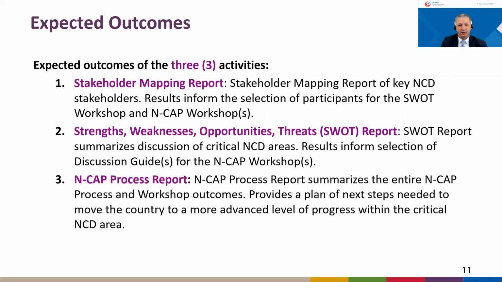As for the expected outcomes of this NCAP process, each activity concludes with a summary report. For example, the stakeholder mapping summary report usually informs the selection of participants for the SWOT workshop and NCAP workshop, while the SWOT summary report aims to summarize the discussion of critical NCD areas. And of course, the findings from this report inform the selection of the discussion guide. And then the final outcome is the NCAP process report, which summarizes the entire NCAP process.